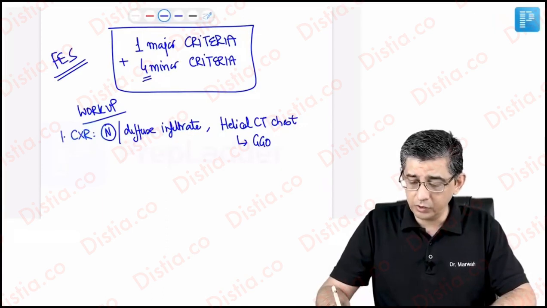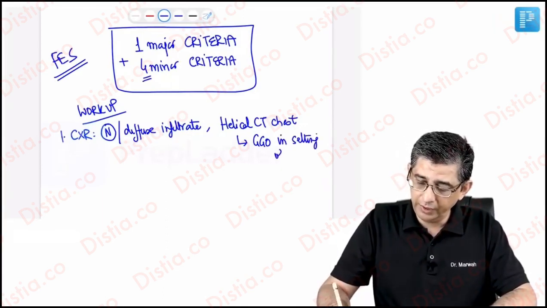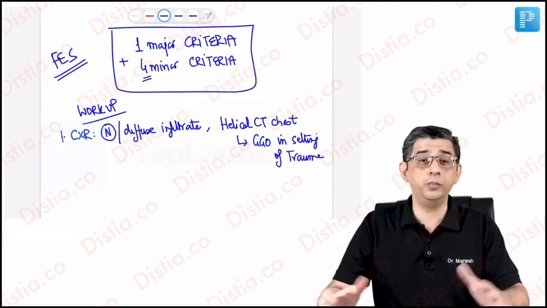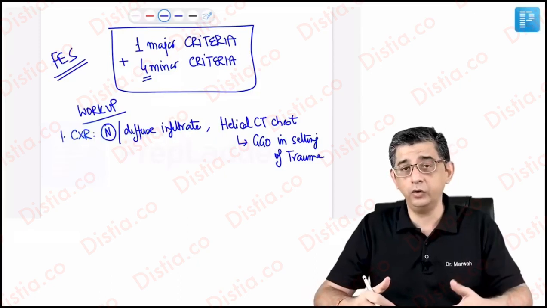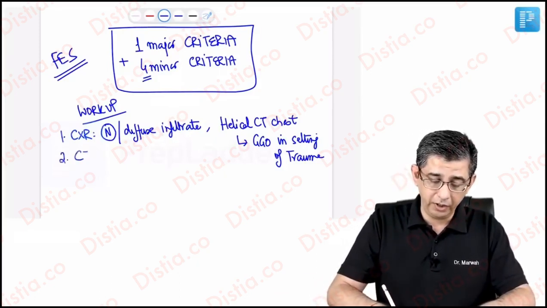But then ground glass opacities on a helical CT in the setting of trauma, I want to highlight the statement that I have said. Why? Because you see ground glass opacities in the lower parts of the lung, especially in the current scenario, COVID-19 is anyway to be considered. The second thing that I would like to do in this patient, after evaluating the chest with either the chest X-ray or CT, whatever facilities are available, is a CT head.